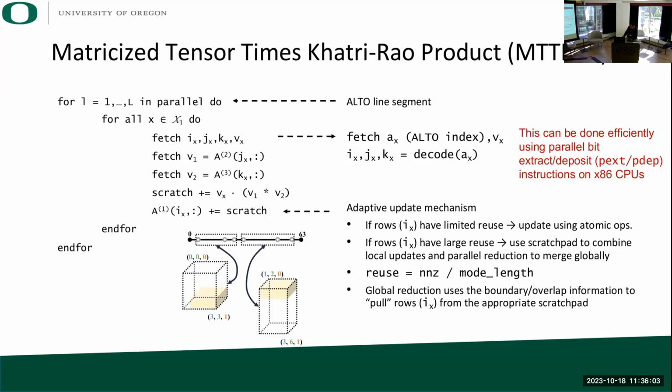And we can do the reduction more effectively by looking at the boundaries overlap between the different partitions. And that tells you which partition you need to look at when you're doing the synchronization at the end, when you're doing the reduction. So you don't have to do reduction blindly. You can do it more effectively by looking at the bits and getting the boundary information from each partition.